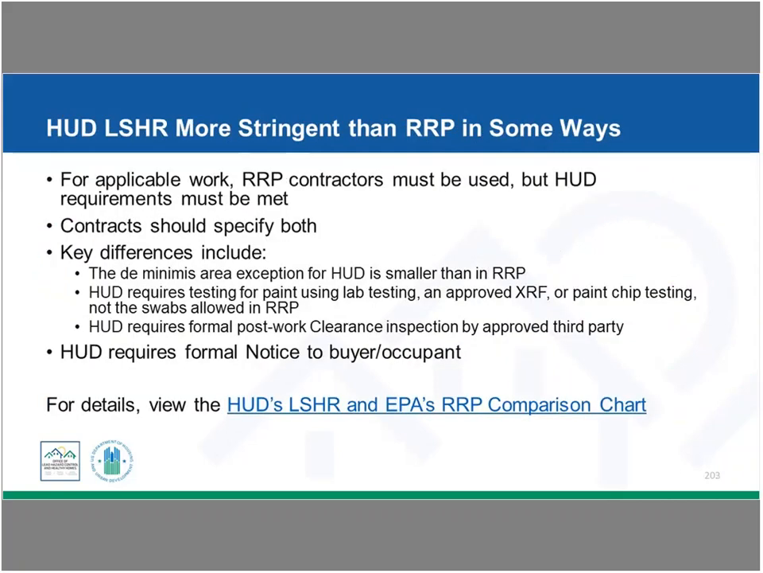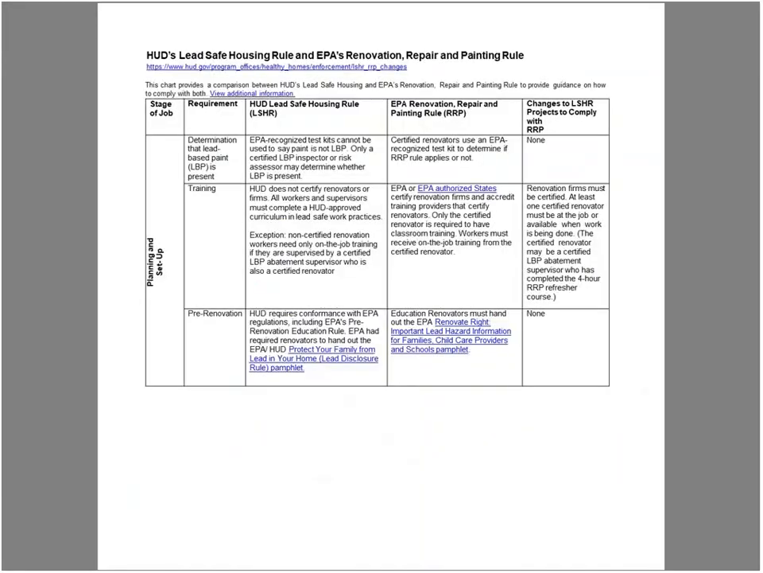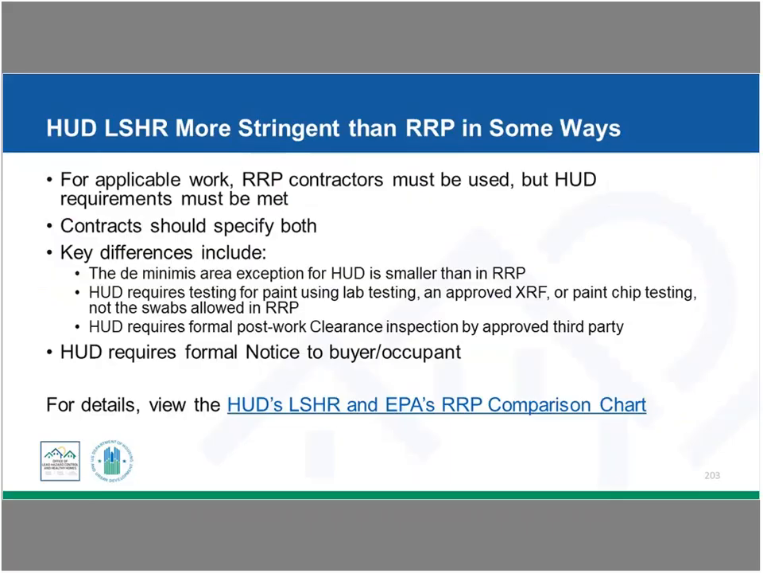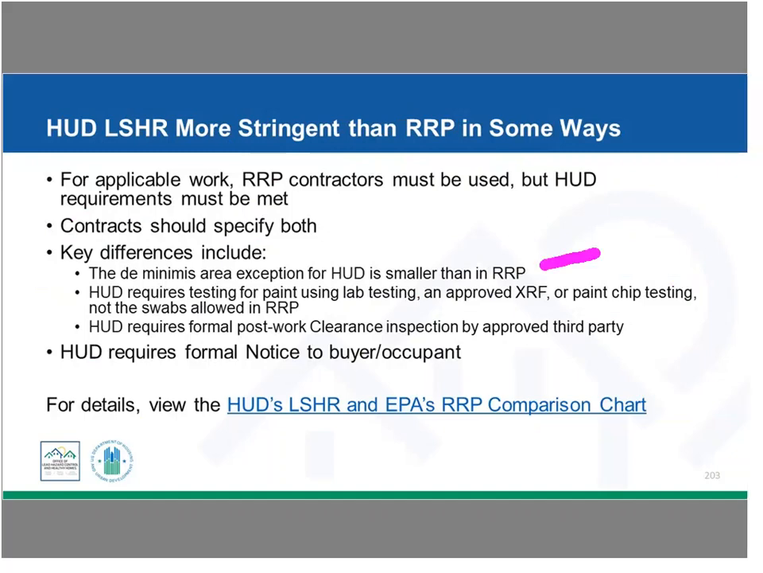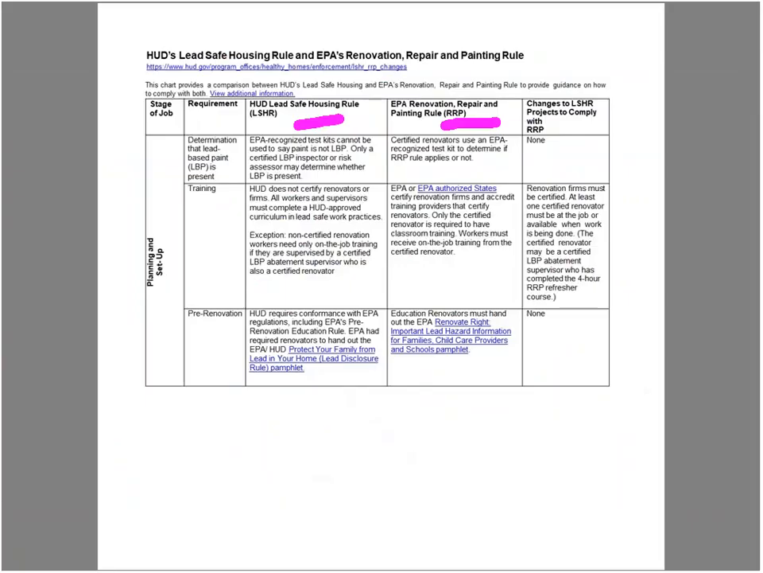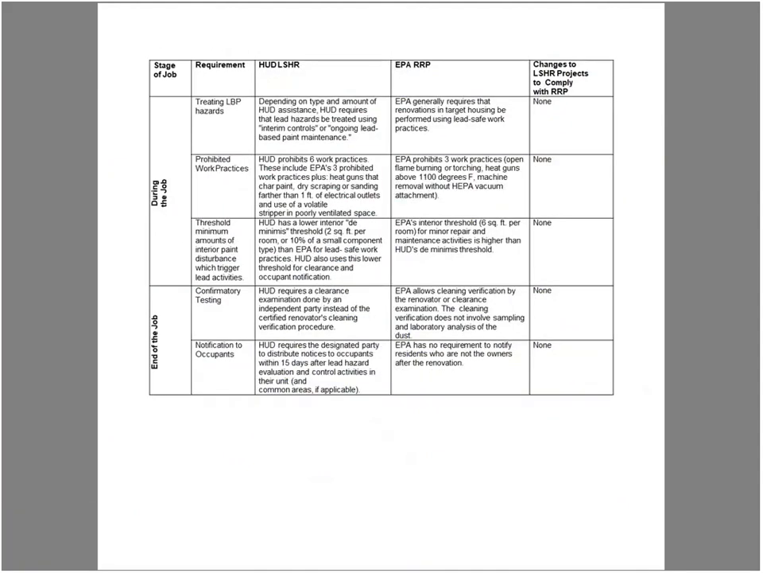All right. So the HUD Lead Safe Housing Rule is more stringent than RRP in a couple different ways. Again, I want to show you this handout we have. It's a couple pages long. It talks about the differences between the HUD Lead Safe Housing Rule and the EPA RRP rule. So you might want to go back and look at that. The main key differences are the de minimis is different. As I mentioned, let's see what page is de minimis on. Next page. Yep, here we go.